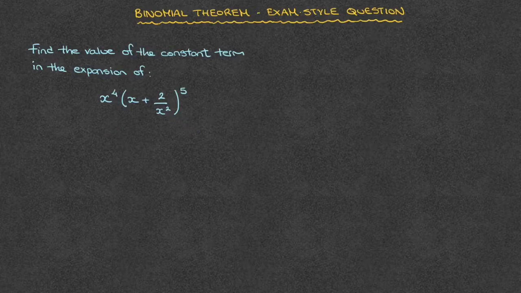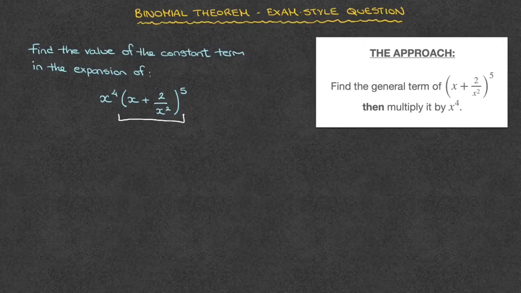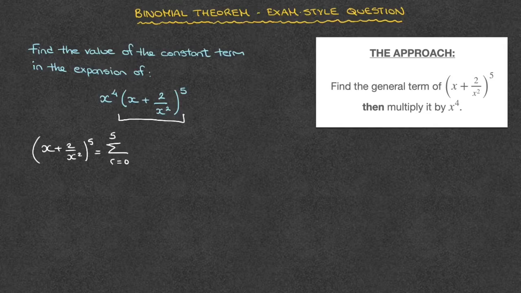To take care of this question, I would recommend starting by completely ignoring this x to the power of 4. In other words, I would start simply by focusing on (x + 2/x²) raised to the power of 5. We know from the binomial theorem that this is equal to the sum from r equals 0 up to 5 of the binomial coefficient 5r times x to the power of 5 minus r times, in parentheses, 2 over x squared raised to the power of r.